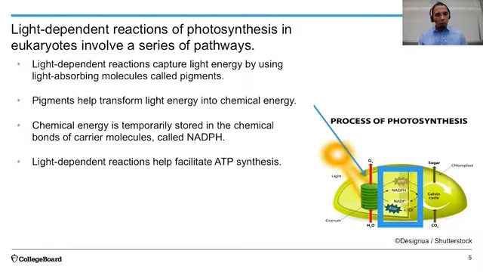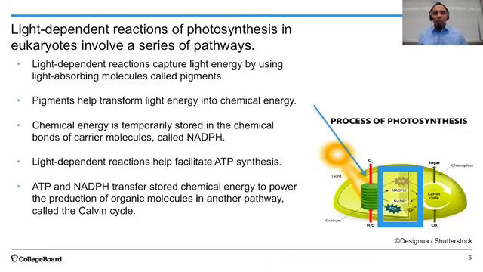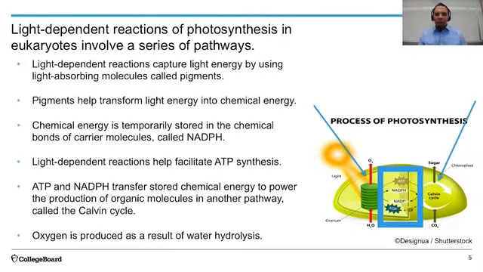Just follow the arrows. ATP and NADPH transfer stored chemical energy to power the production of organic molecules in another pathway called the Calvin cycle. And so you can see a sequence: sunlight hitting the pigments, you have your ATP and your NADPH being produced, going into the Calvin cycle. So think of it as a small series of pathways. Another important part of this pathway is that oxygen is produced as a result of water hydrolysis. That's where the oxygen is being produced, when that water is broken up.